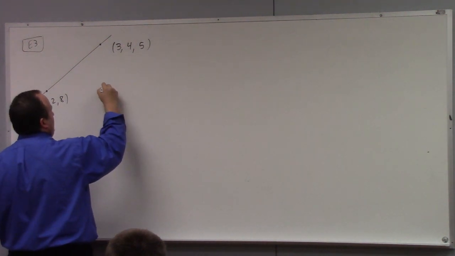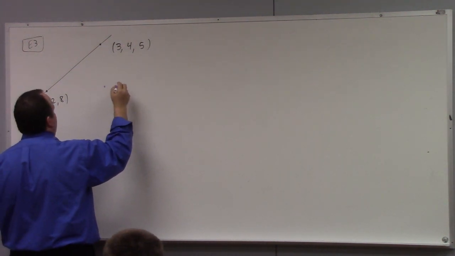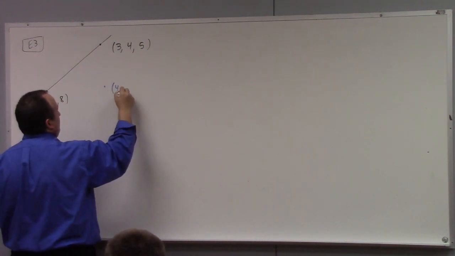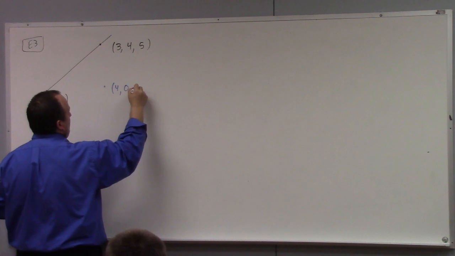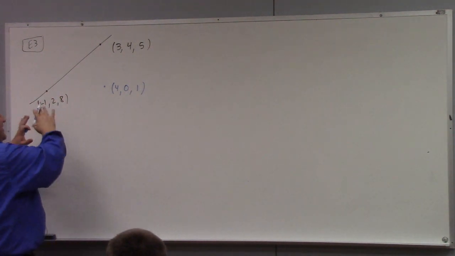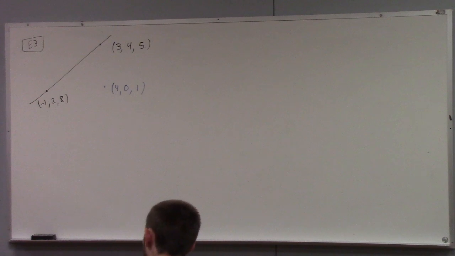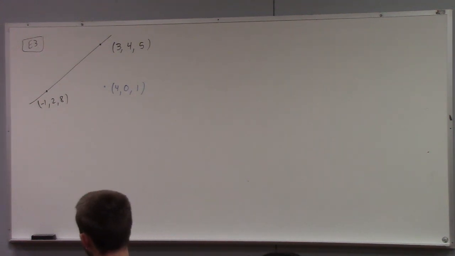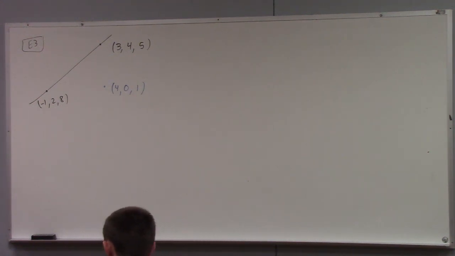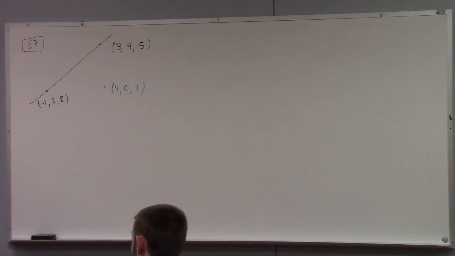But I'm just going to put this point over here, and this is just totally me making something up, but let's do (4, 0, 1). Hopefully that's not on this line. Okay? What's a line? I'm assuming you have some understanding of what a line is. We will define a line algebraically in a future lecture. Until then, we're going to think about it geometrically and use vectors.